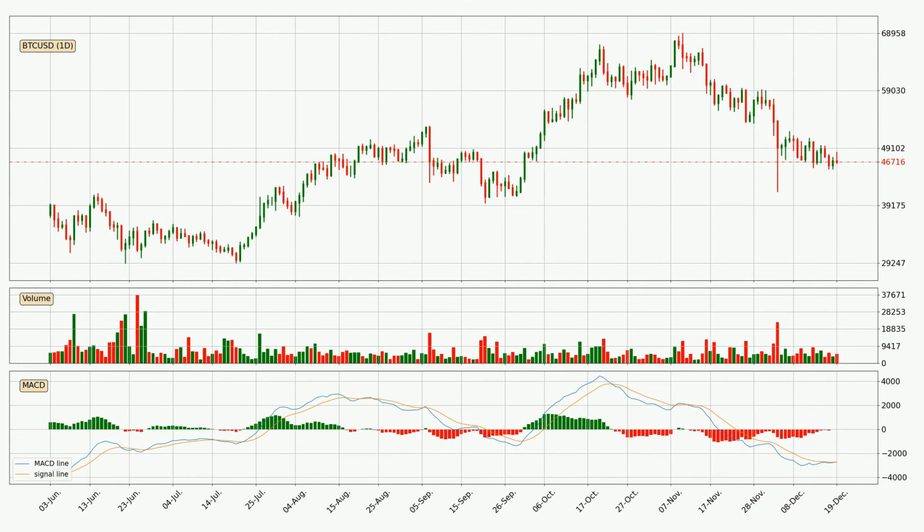Jumping to the daily MACD, the MACD line is above the signal line, which shows that the current trend is on the upside. Looking at the MACD histogram, we can see that the momentum is strong at the moment, and we can expect the price to continue growing or maybe at least remaining the same for some time.